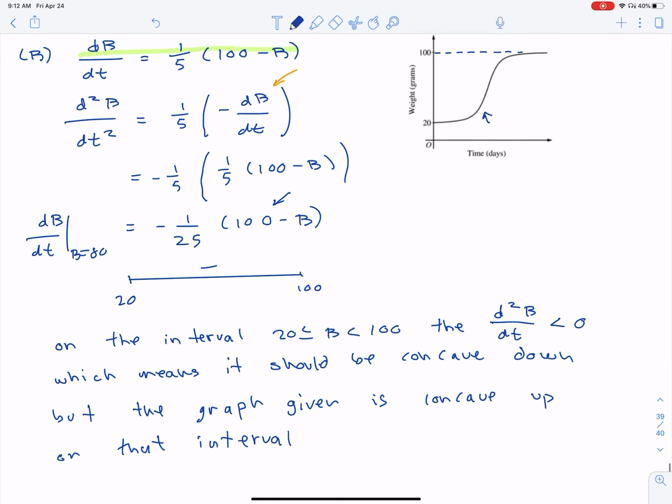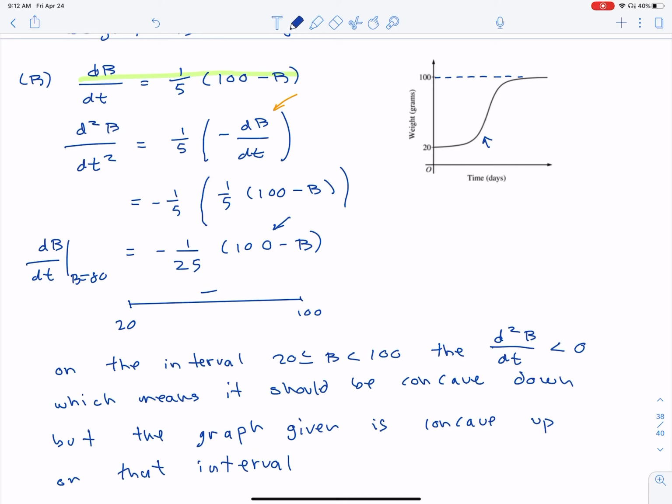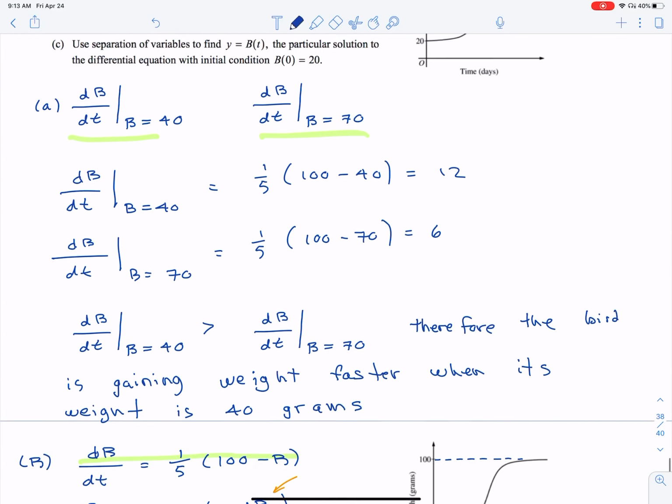Okay, so let's just quickly review. I took the second derivative and I said, okay, the second derivative talks about concavity. I saw that the whole thing was concave down when b was less than 100, but the graph given was concave up. Therefore, we had an issue. So the graph had to be incorrect. Okay, let's move on to letter C.